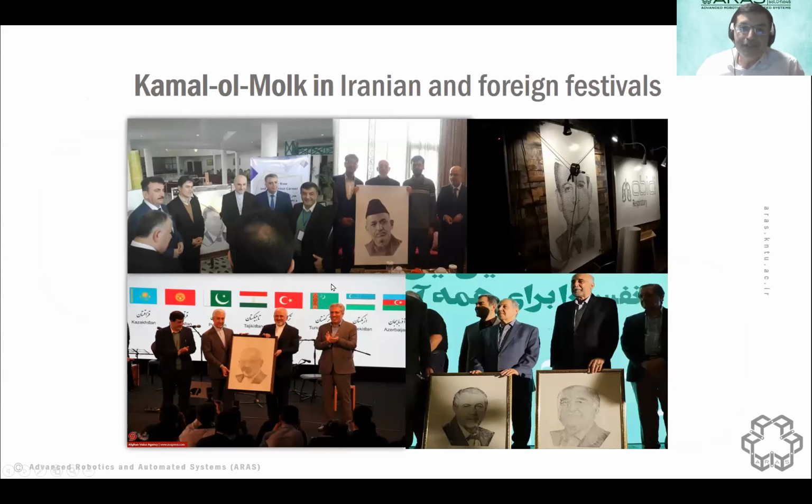This robot has been used in a lot of festivals in Iran and outside Iran, in neighboring countries. You can see Hamid Karzai here. Here is also another festival in Erbil in Iraq, and also some festivals in Iran. This is Zarif, I guess other people can also recognize him as one of our PMs.